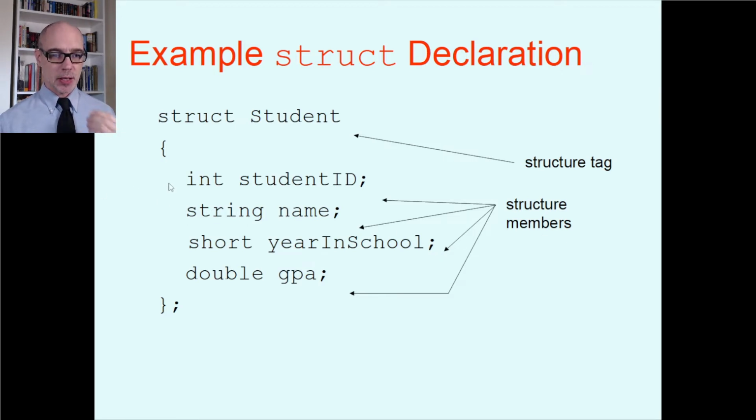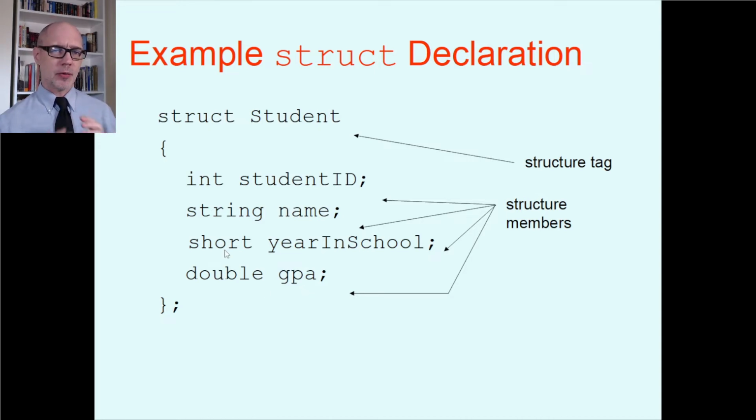And you can see there's an integer to hold the student ID. There's a string to hold the name, pretty common. There's a short integer for year in school. And then there's a double precision floating point value for GPA. Of course, GPAs have a decimal in them, so that makes sense.